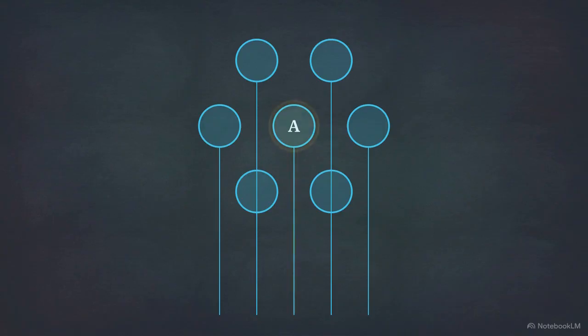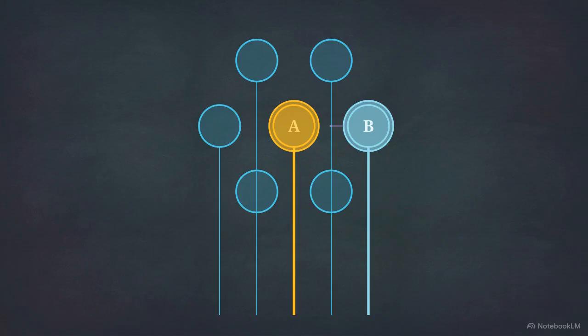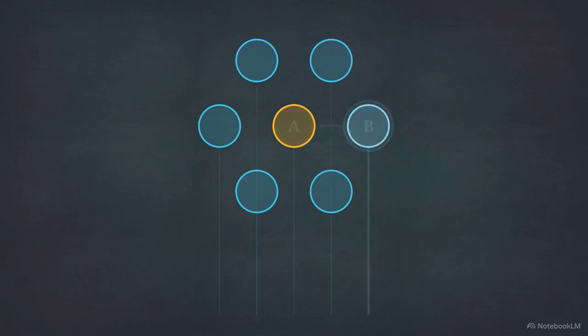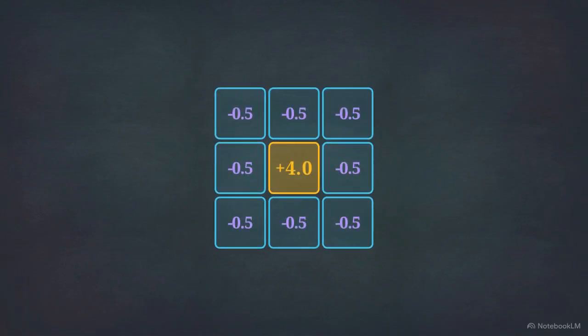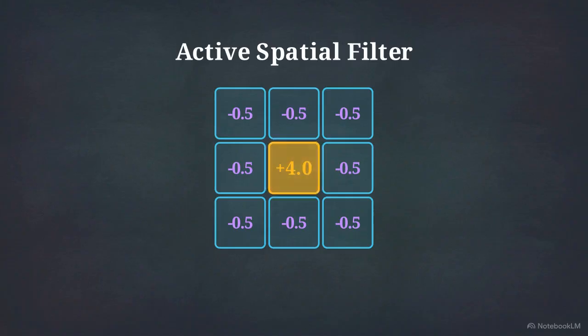Mechanically, illumination of receptor A alone creates a large signal. But if we add illumination to a neighboring receptor B, a signal transmits laterally across the retina to suppress the firing of receptor A. In strict engineering terms, these inhibitory weighting values represent the impulse response of the human visual system beyond the retina. The eye acts as an active spatial filter.